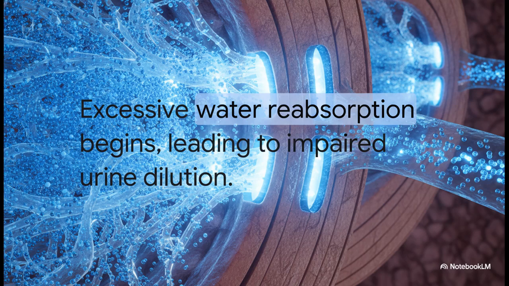And because these aquaporin channels are forced wide open by that rogue vasopressin, relentless excessive water reabsorption begins. The kidneys essentially lose their ability to dilute urine. Even though the plasma osmolality is already dangerously low, the persistent action of AVP just continuously pulls free water right back out of the urine and straight into the bloodstream.